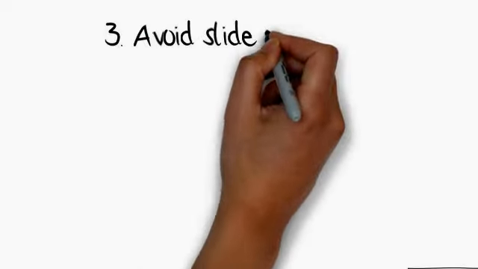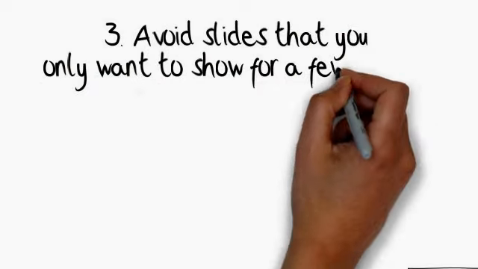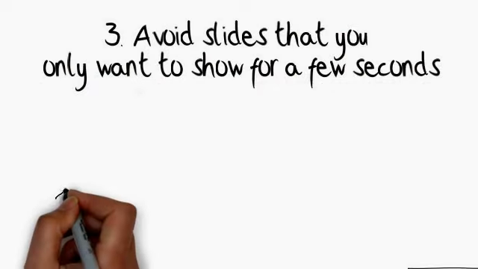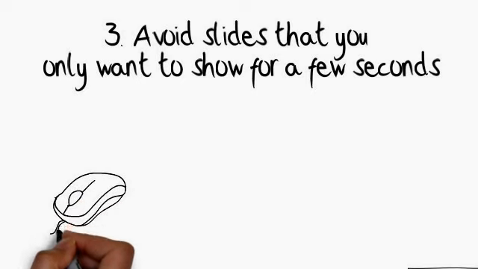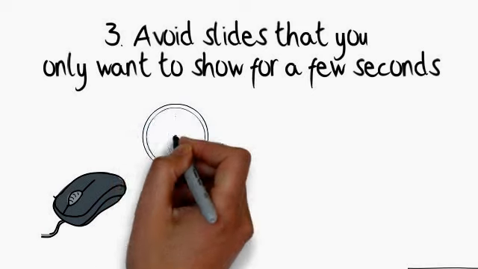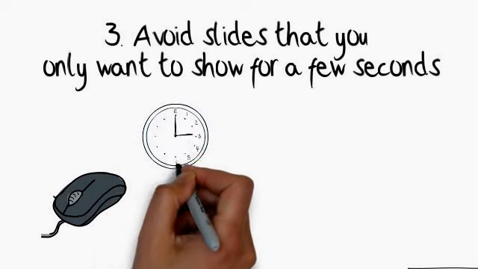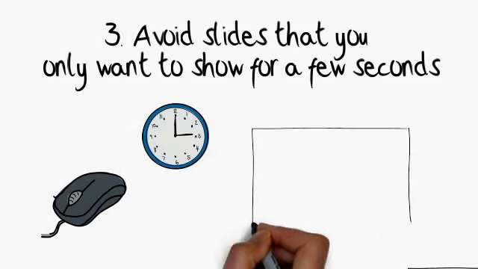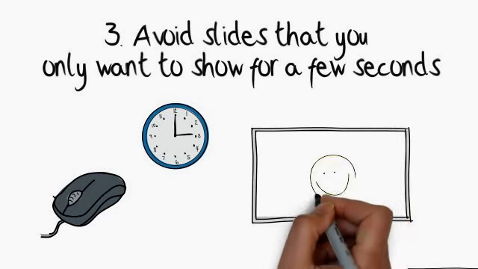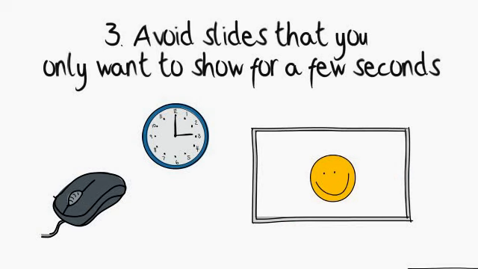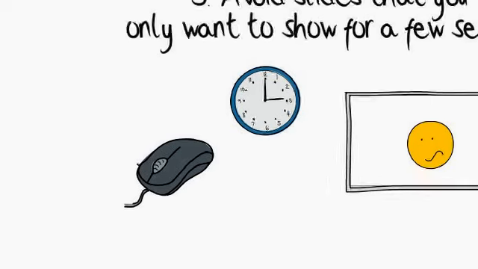Number 3. Avoid slides that you only want to show for a few seconds. You may have some slides which you only need up for a brief moment. Unfortunately, because there can be a slight time lag between you clicking on the slide and attendees seeing the slide, some may only see it for a microsecond. In a similar fashion, don't build a sequence of slides that relies on exact synchronization between the visuals and what you say.